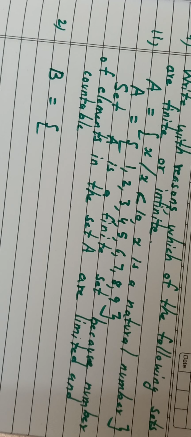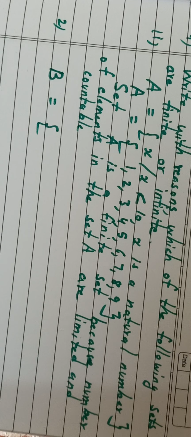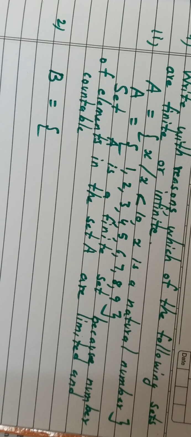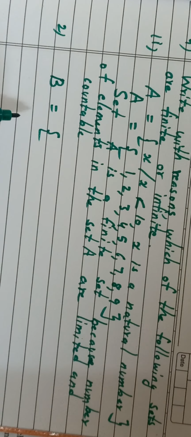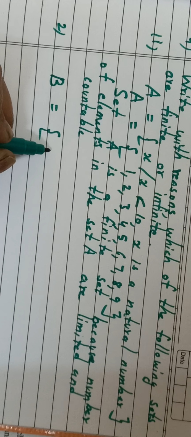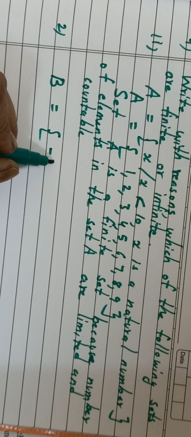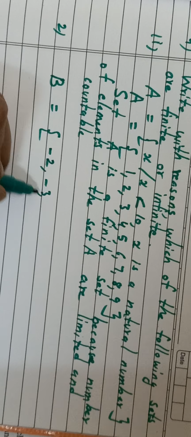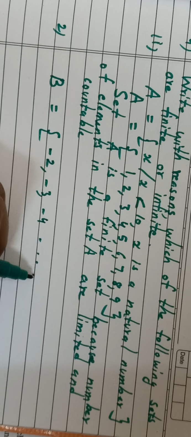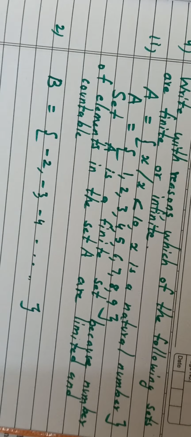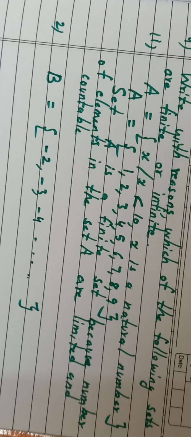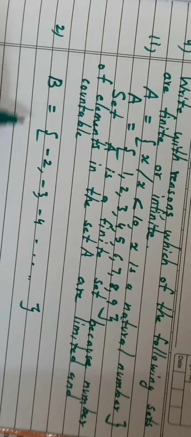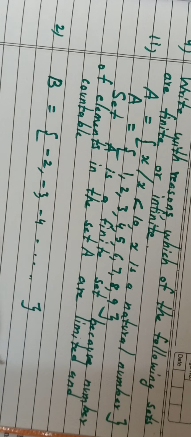All the numbers which are going to be to the left of minus 1. To the left of minus 1, what will come? Minus 2, minus 3, minus 4, minus 5 and so on. So all these numbers are going to be in set B and they are less than minus 1. Minus 2, minus 3, minus 4 and so many. Followed? You cannot count also. So set B is an infinite set because that is unlimited.